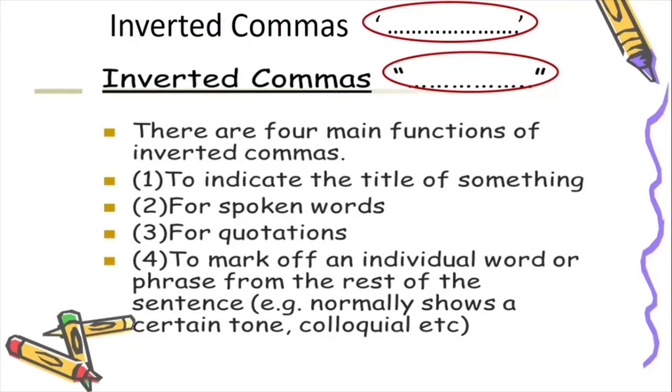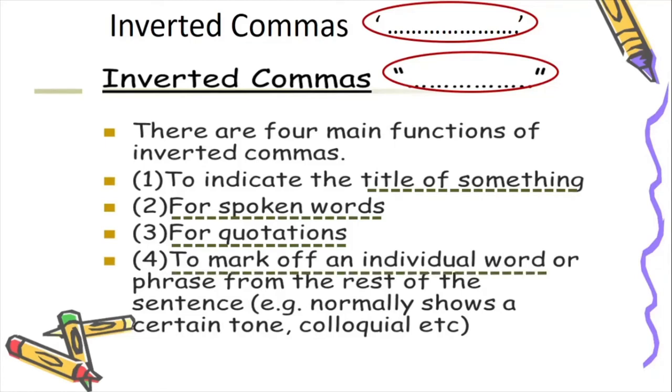Now, there are four main functions of these inverted commas. What are the different functions? To indicate the title of something. When you want to say what the title of a particular paragraph is, most of the time you use the single inverted comma. When you want to highlight the title, you use double inverted commas for spoken words. Spoken words means saying. Just now you said, he said it is raining. She said, I am coming. These, I am coming, it is raining, are all spoken words. For that, you will use double inverted commas. You may use single or double for quotations. You also use a single inverted comma to mark off an individual word from the rest of the sentence.